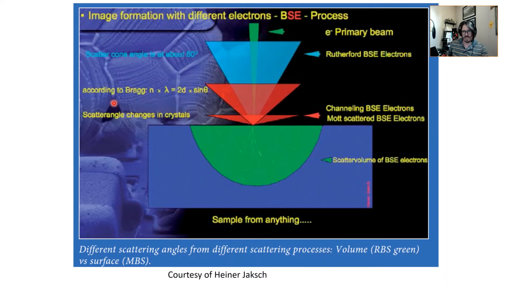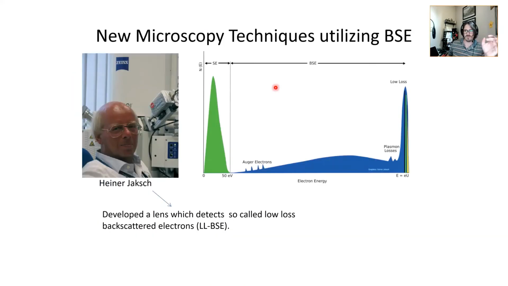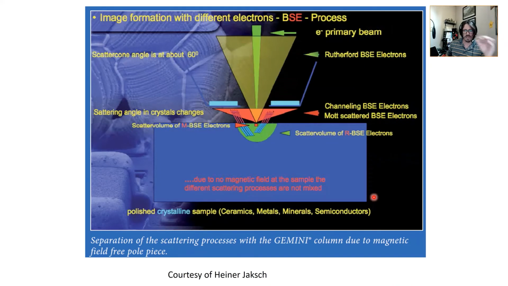I won't get into too much of the differences, but the point is it's a design of a detector with the realization that within this spectrum of backscattered electrons, there's different flavors, so to speak.